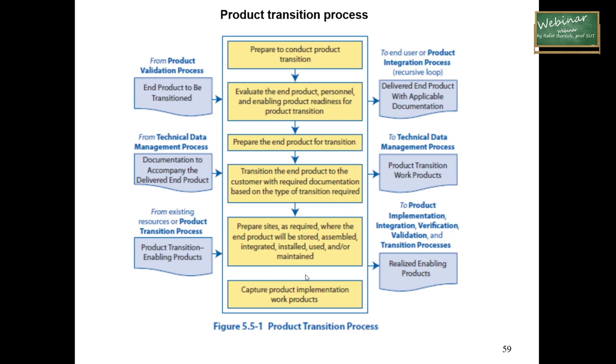The last step is to prepare the sites as required where the end product will be stored, assembled, integrated, installed, used, or even maintained during the exploitation. What do we need as the input? The product transition enabling products, and as the final result we get the release enabled product. So it covers the whole life cycle of the product and all delivery stages of the product to the final customer.